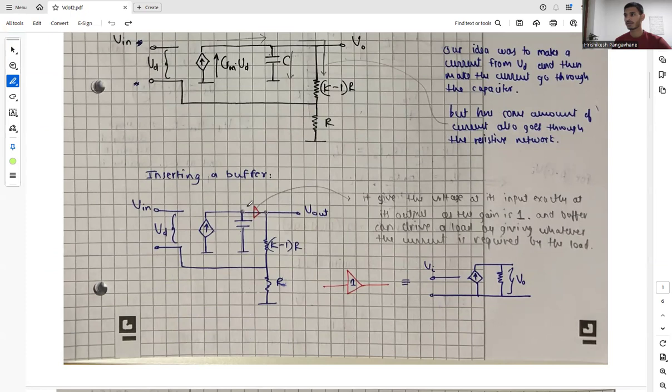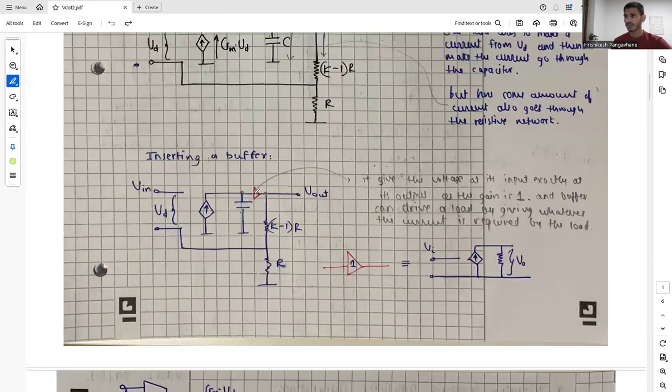So what does a buffer do? It gives the voltage at its input exactly as the voltage at its output. So these two points have exactly the same voltage, as the gain of our buffer is 1, and a buffer can drive a load by giving whatever current is required by the load. So basically, if you introduce a buffer, it will isolate the resistive network and all our current will flow through C, which is basically what we wanted.